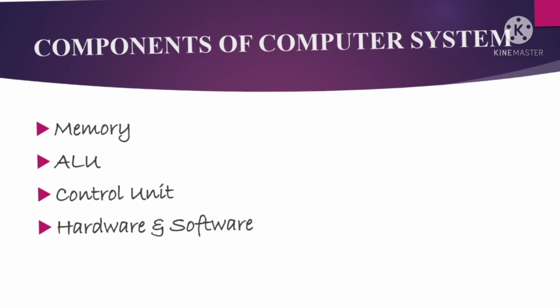Let's get started with the next topic, which is components of computer system. We have four components over here: memory, ALU, control unit, hardware and software. So let's learn about this in detail now.